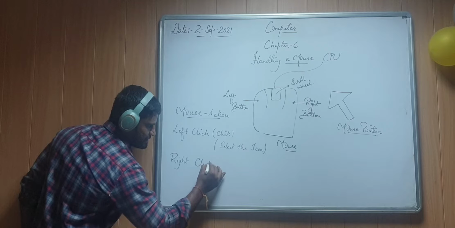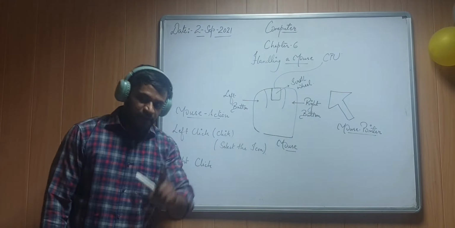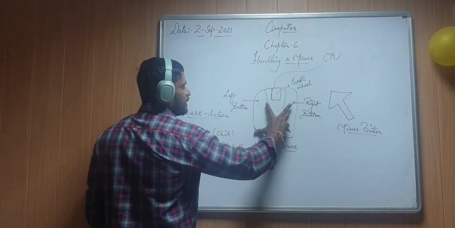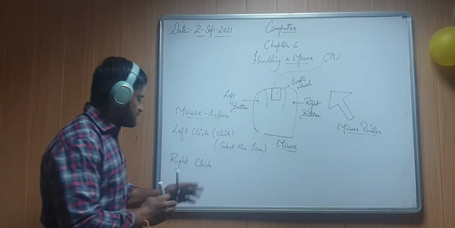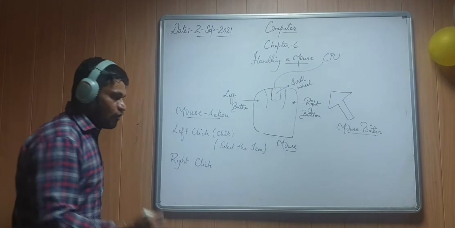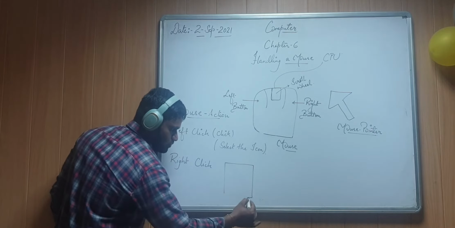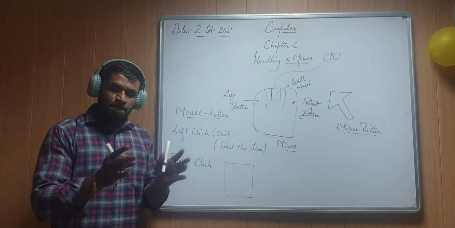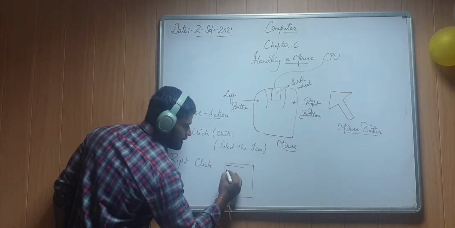As the name suggests, in right click you are supposed to click the right button only once. Right button ko, that is your middle finger which is kept on the right button, you click only one time, it's the right click. Basically on right clicking a menu will appear which is also known as your pop-up menu. जब आप right click करते हैं screen पे, a menu will appear, a pop-up menu will appear consisting of different commands.